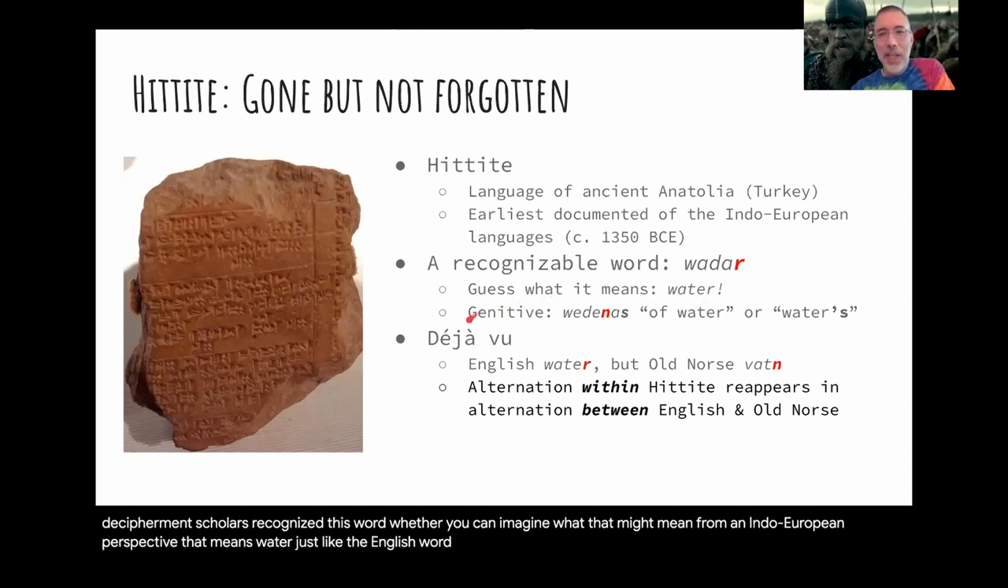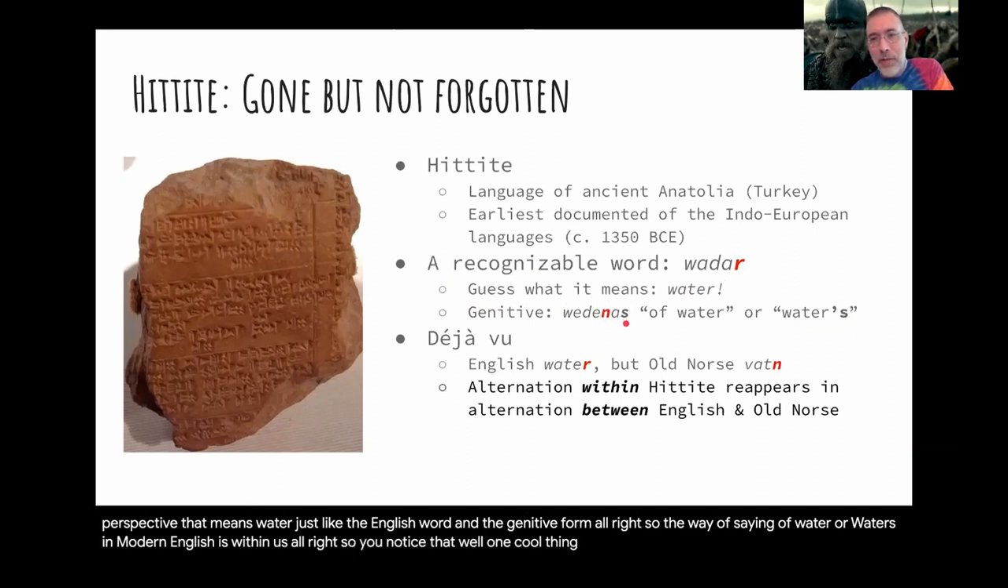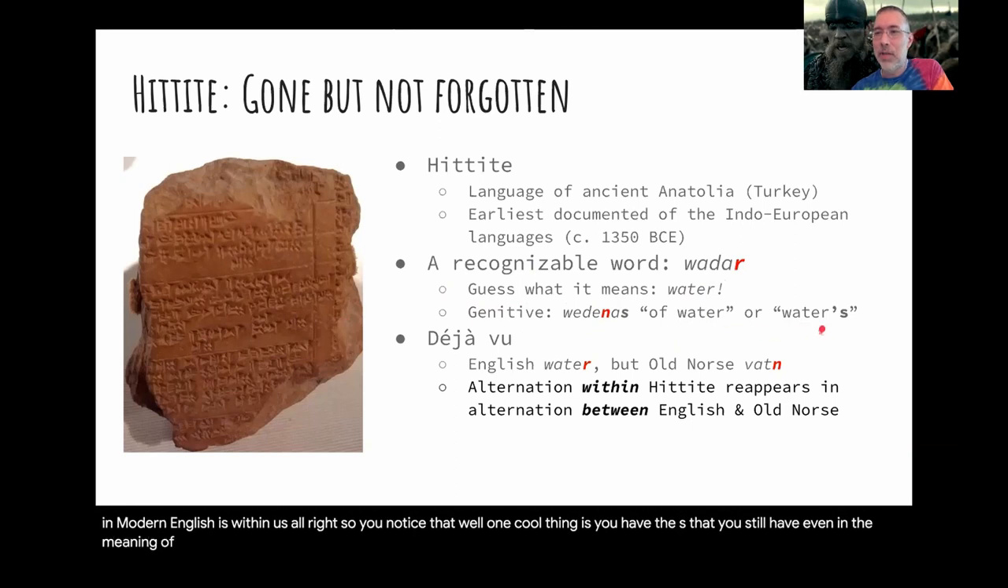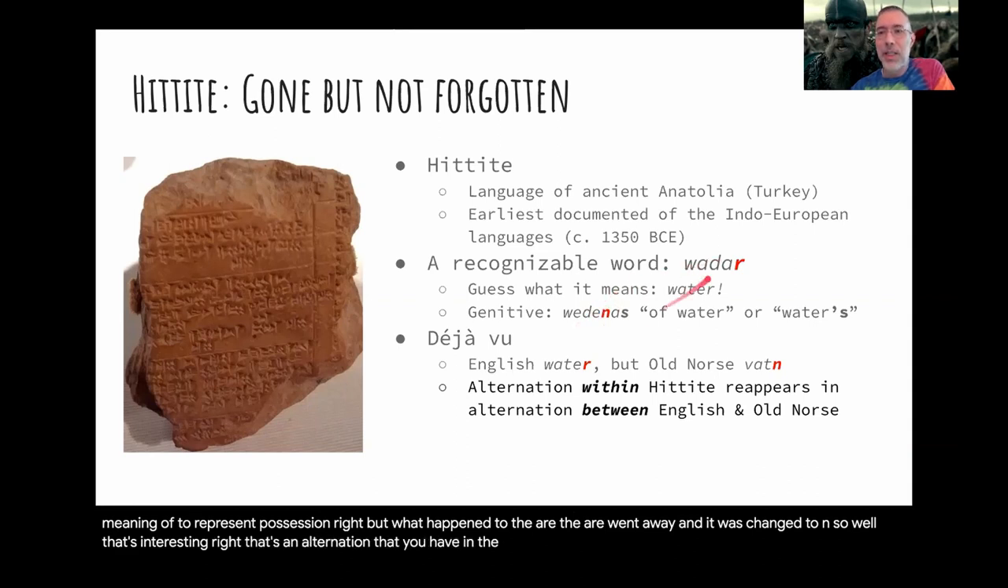Right? And the genitive form, right? So the way of saying of water or waters in Hittite is wedenas, right? So you notice that, well, one cool thing is you have the S that you still have even in modern English today to represent possession, right? But what happened to the R? The R went away and it was changed to N. So, well, that's interesting, right? That's an alternation that you have in the morphology, in the forms of this word within Hittite itself. So that's interesting as you're learning Hittite.